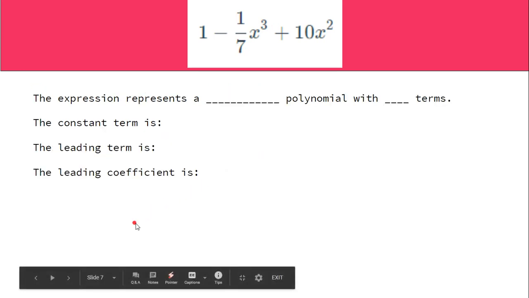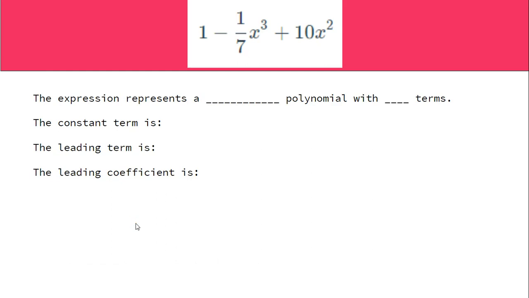Okay, what about the type of polynomial with the number of terms, the constant term, the leading term, and the leading coefficient? Again, take a second and pause the video and see if you can fill in all of the blanks here.